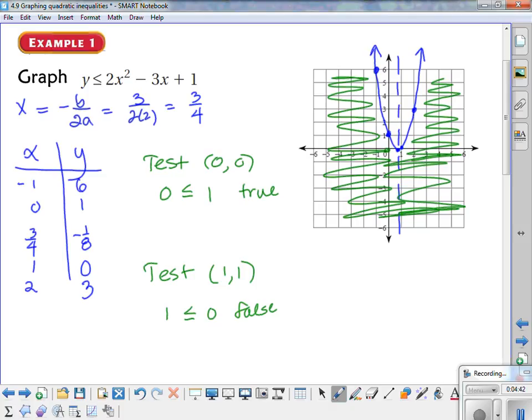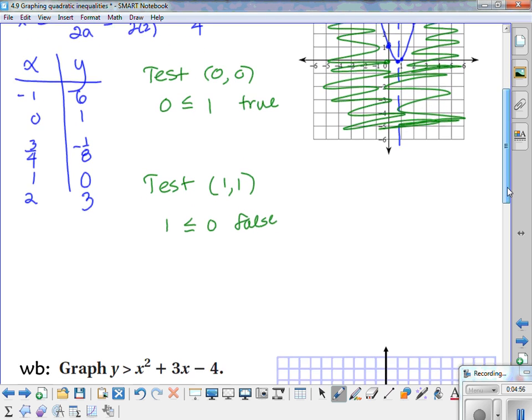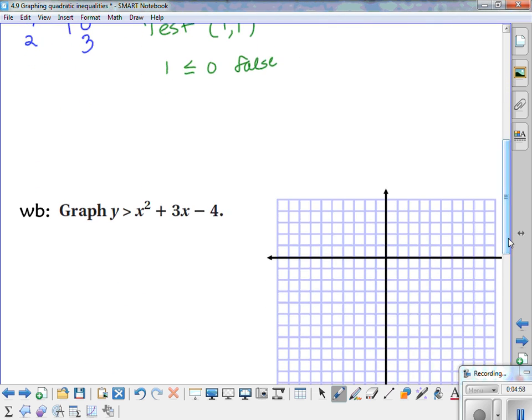Okay? And isn't that kind of what you would expect with a less than or equal to? That it would be under it? Yeah. All right. Any questions there? You guys get to do this one then. Is this one going to have a solid or a dotted line? Dotted. Yes, dotted line this time. You can do them on whiteboards, or if you prefer to do them in your notes, you can do them in your notes.